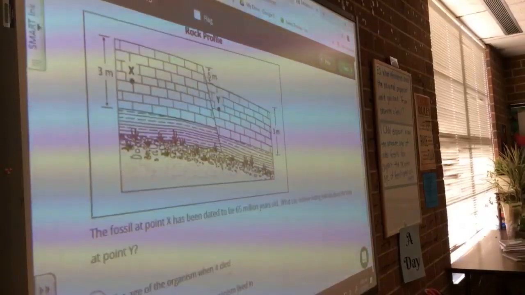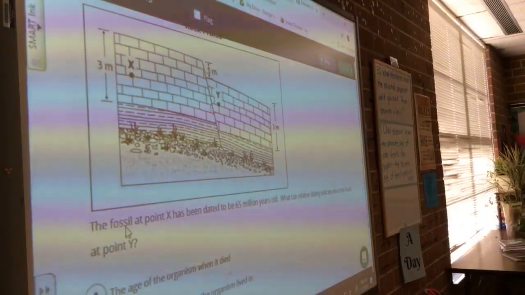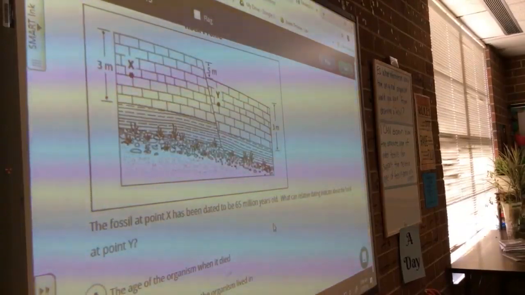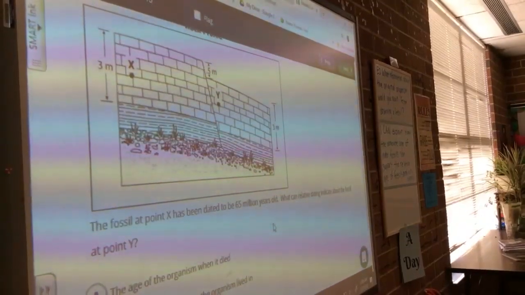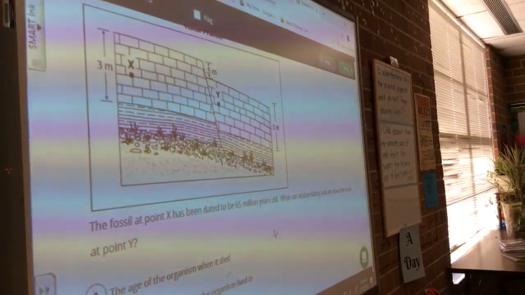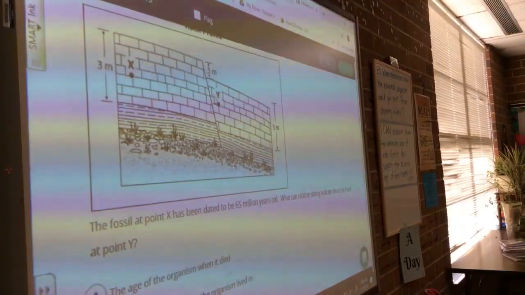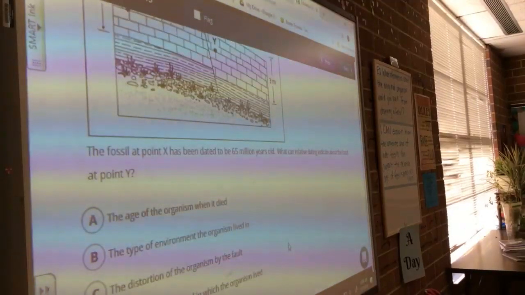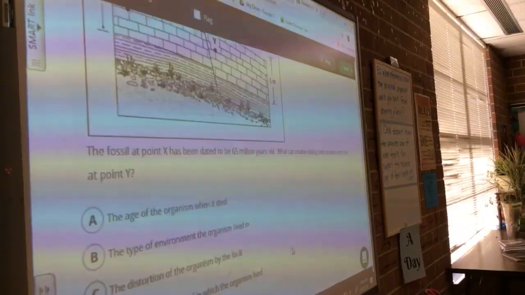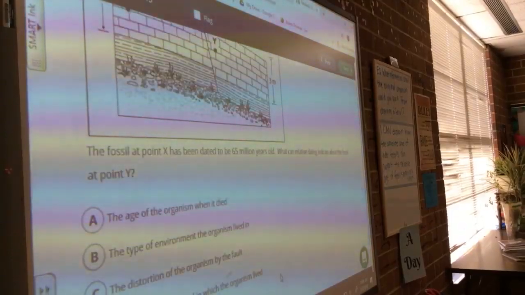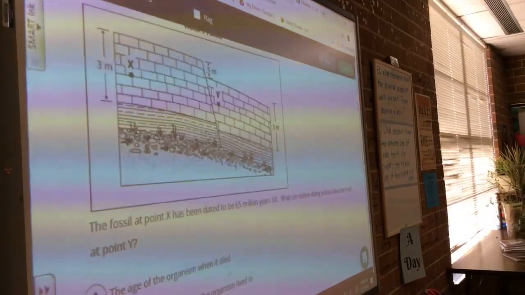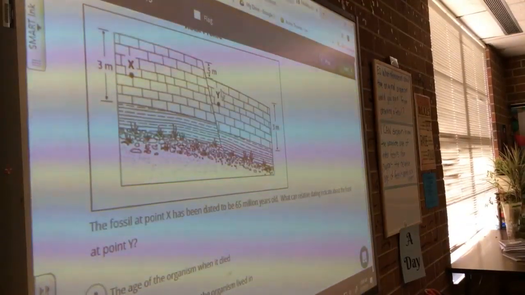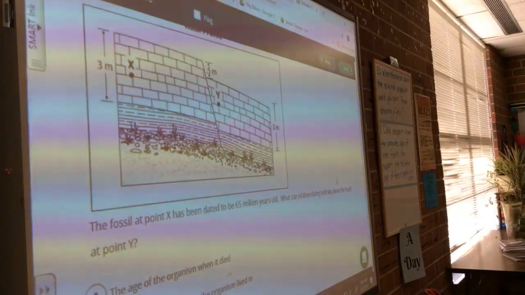All right, here is a fault line. The fossil at point X, right here, is 65 million years old. So if we use relative dating or law of superposition, what do we know about the fossil at point Y? C. Nope. We don't. Distortion of the organism by the fault? Nope. D. They both lived in the same time period. If you pushed that fault back where it was supposed to be, those would be perfectly lined up.